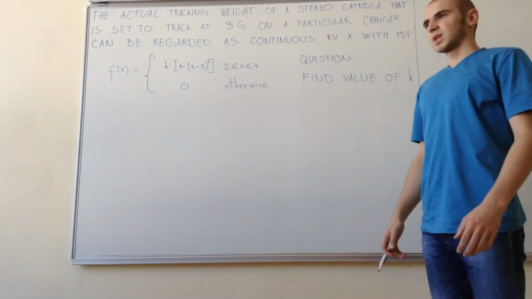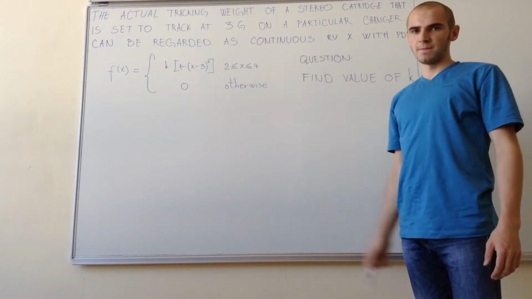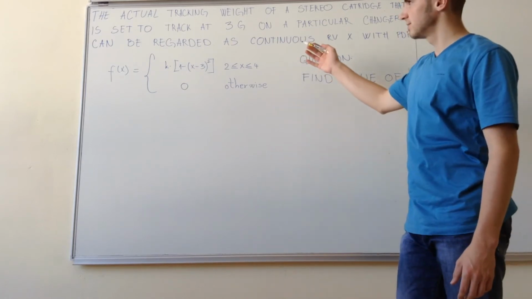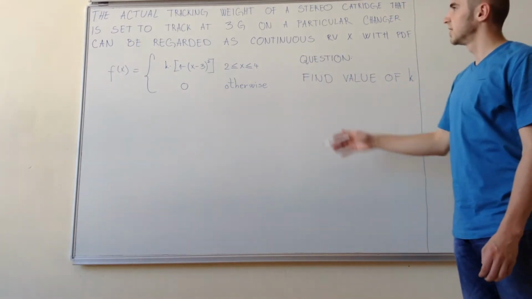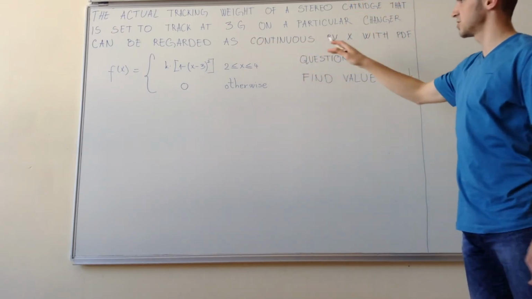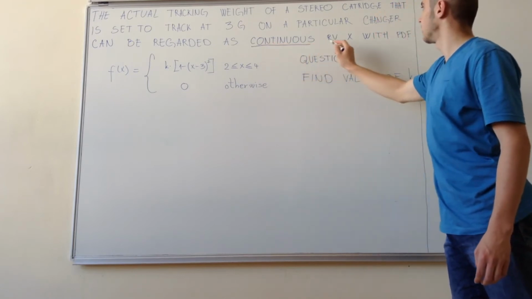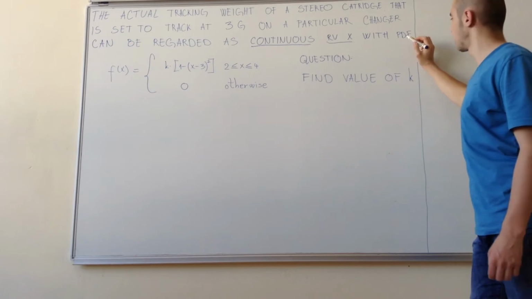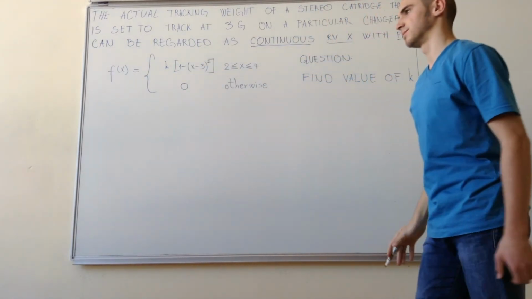Hello everybody, in this video I will show you how to solve this probability problem. As you can see, the problem states that the actual tracking weight of a stereo cartridge that is set to track at 3 grams on a particular changer can be regarded as a continuous random variable x with, which is the most important part, a probability density function given as this function here.